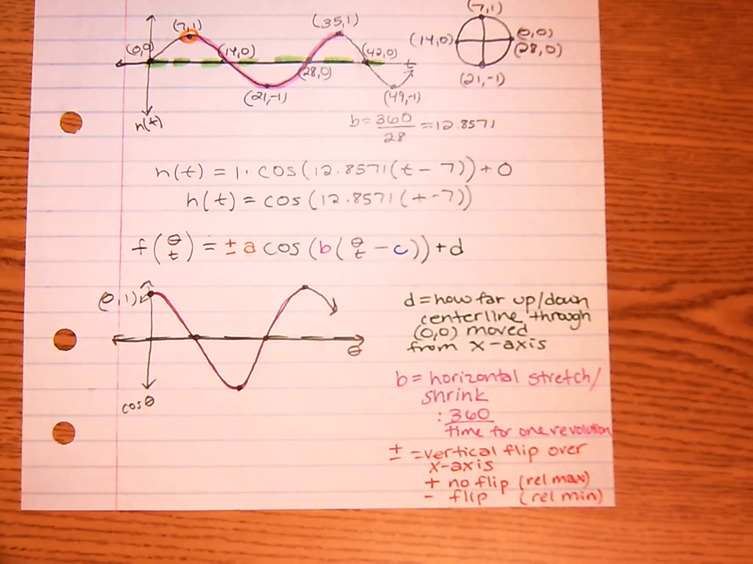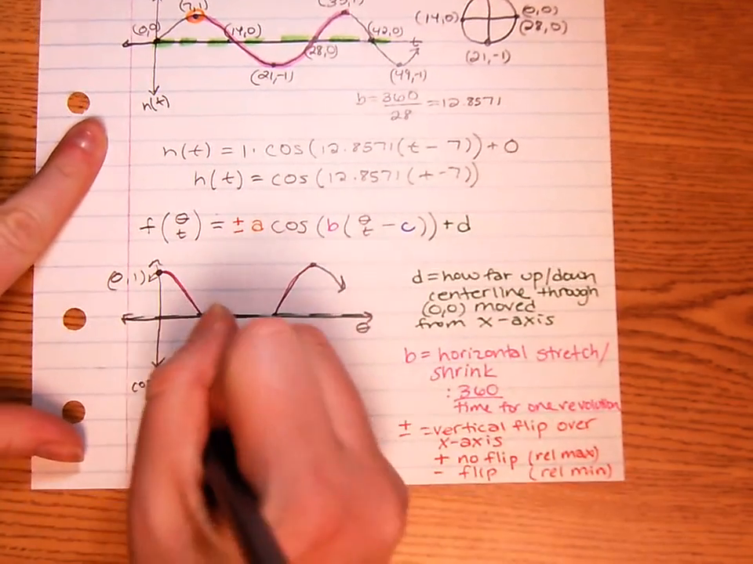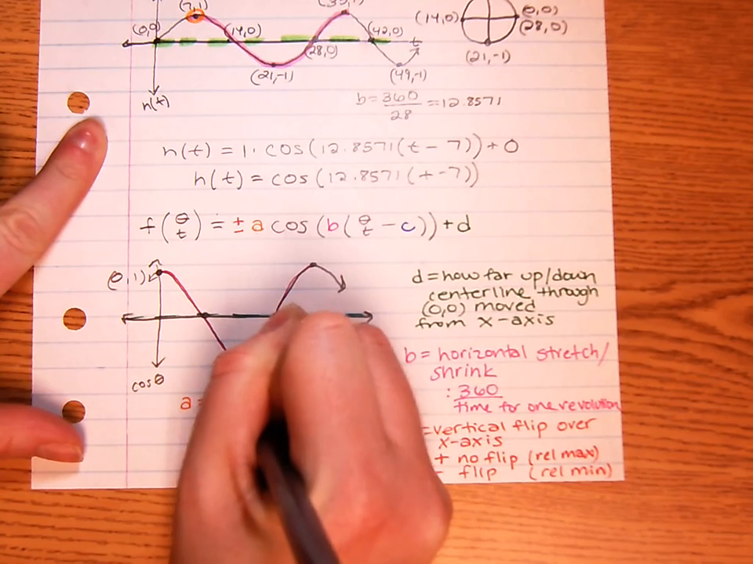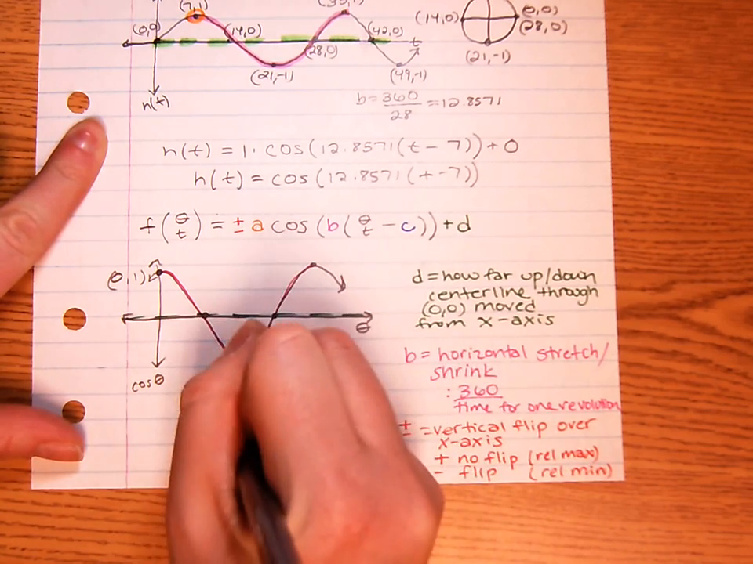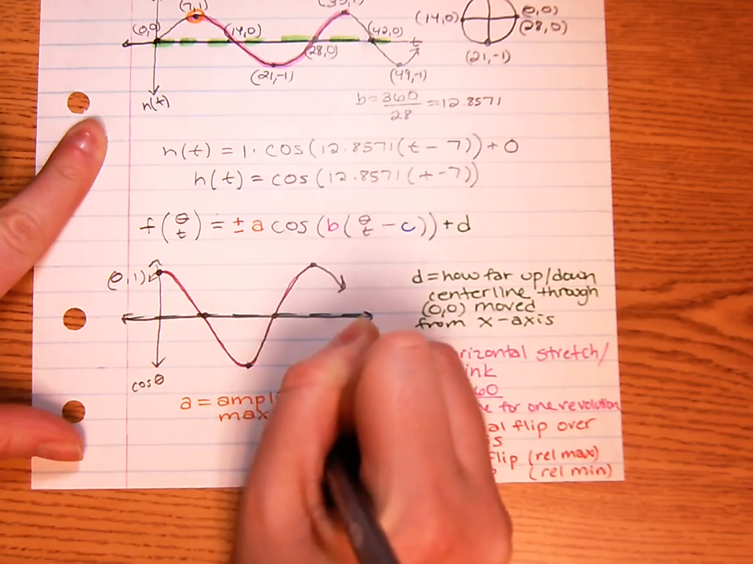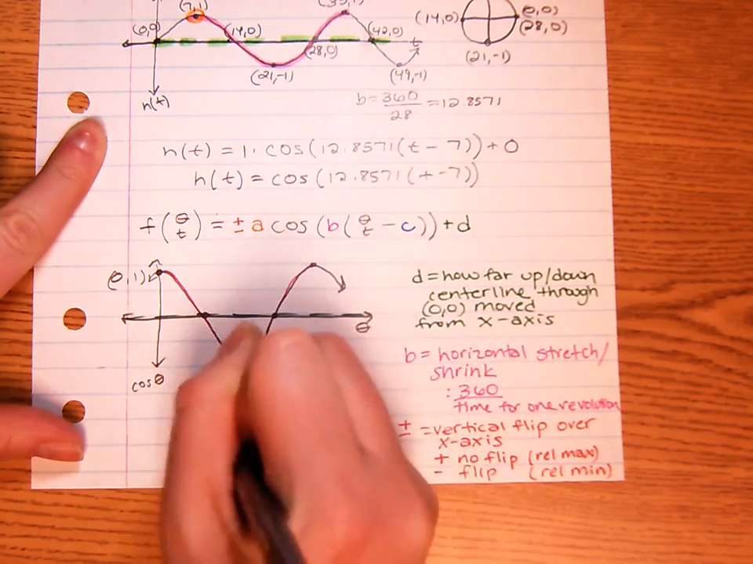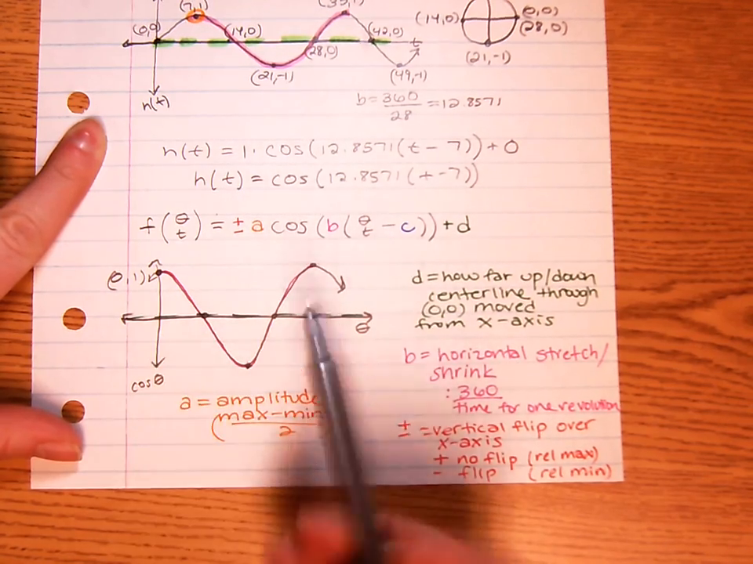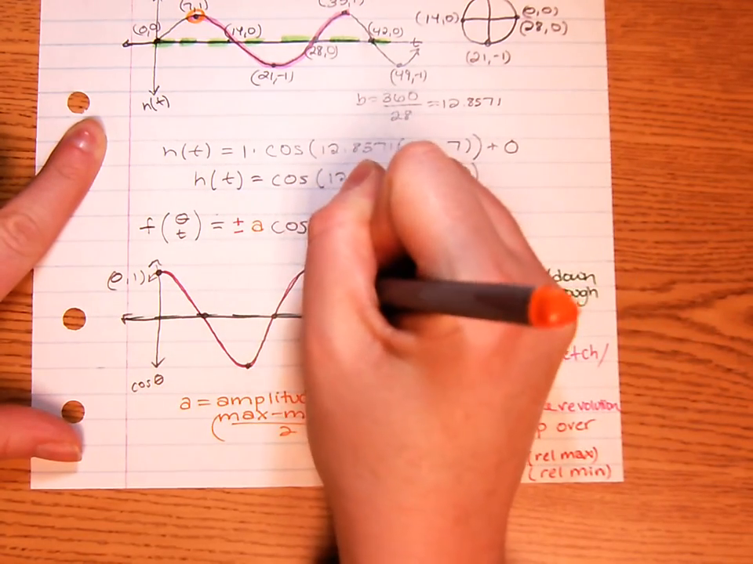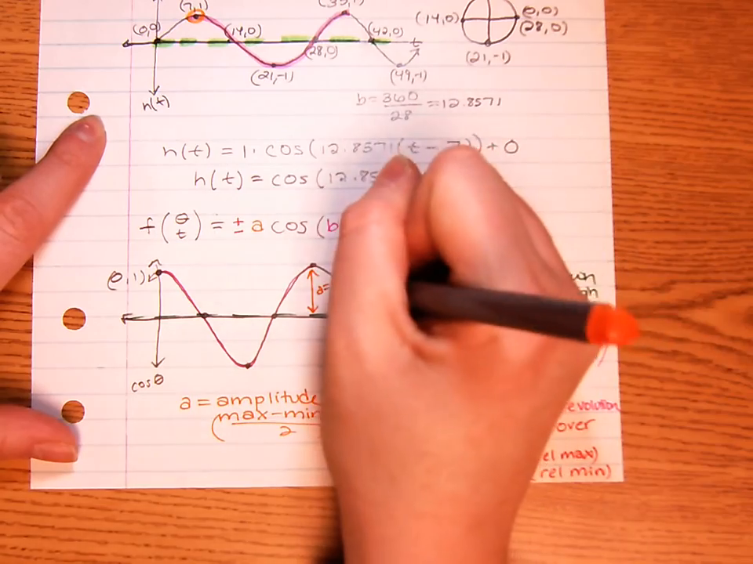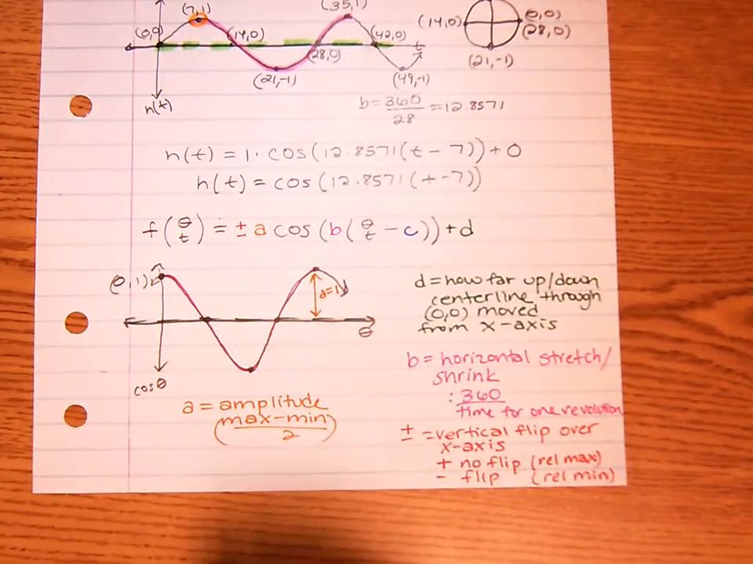Our A value, our amplitude, I'm running out of room, so I'll put them under here. Our A value just represents our amplitude. And again, that's just the max minus the min divided by 2. Or more specifically, from the center line, it's the distance from the center line up to the relative max or min.